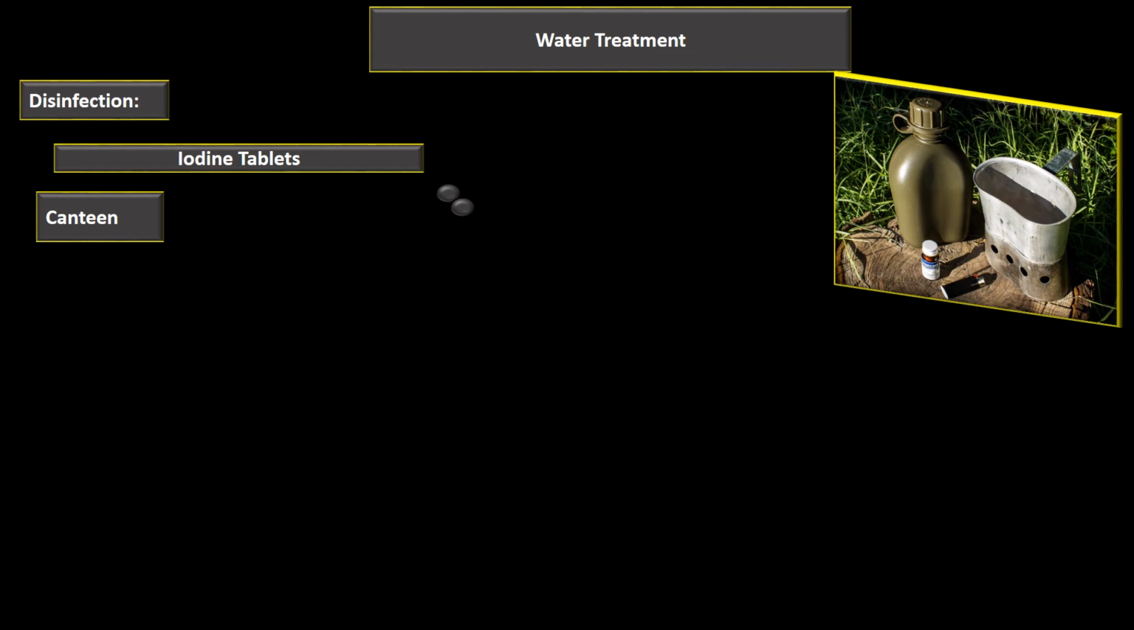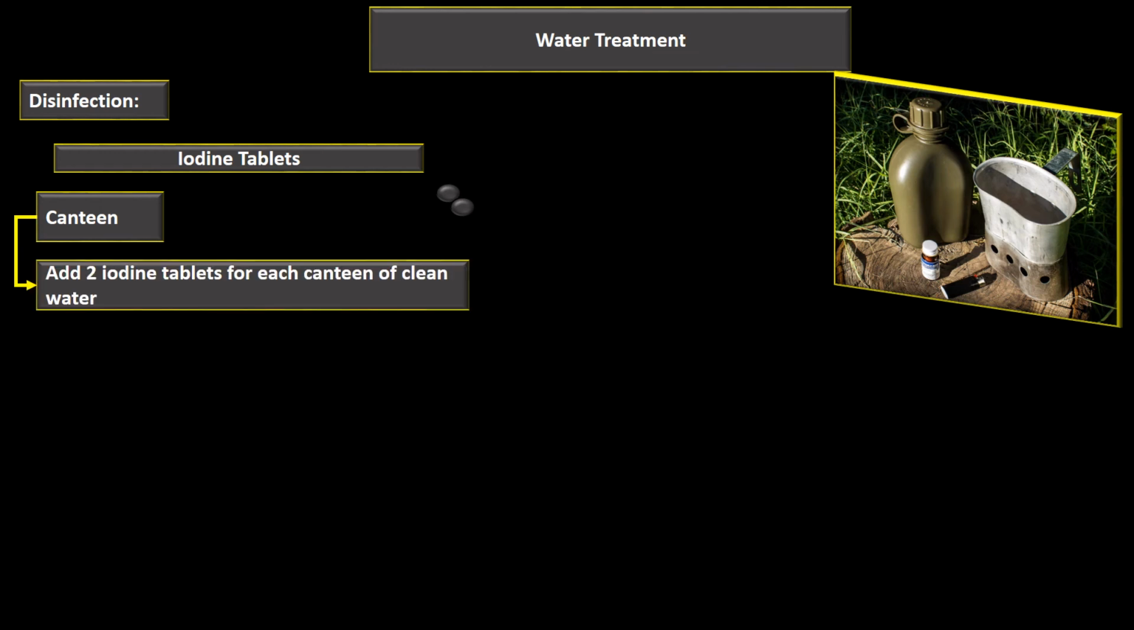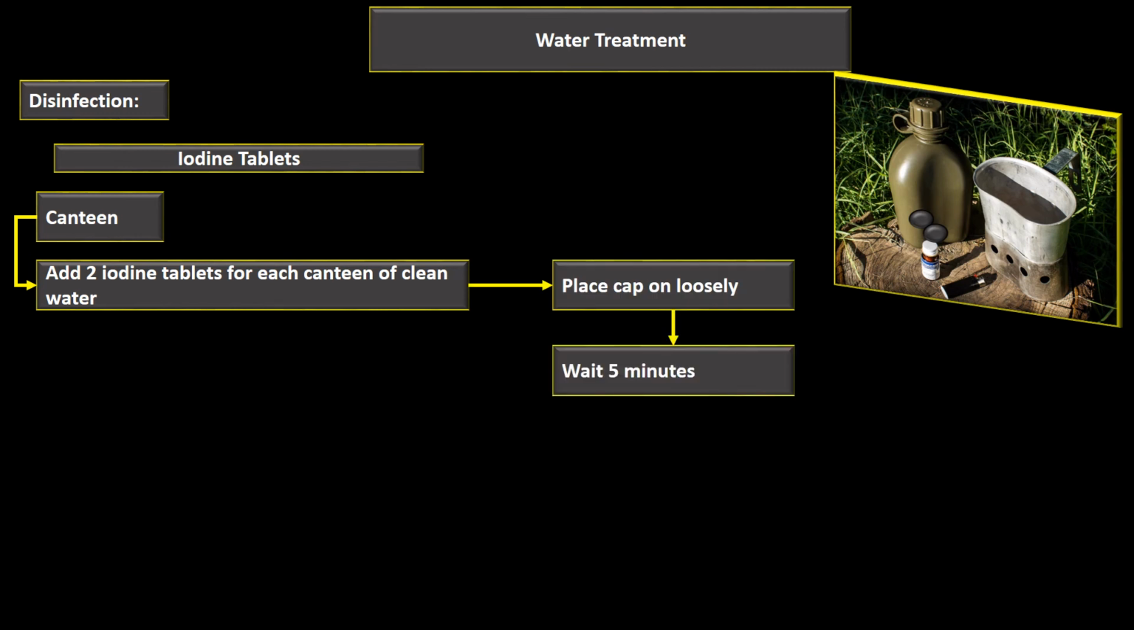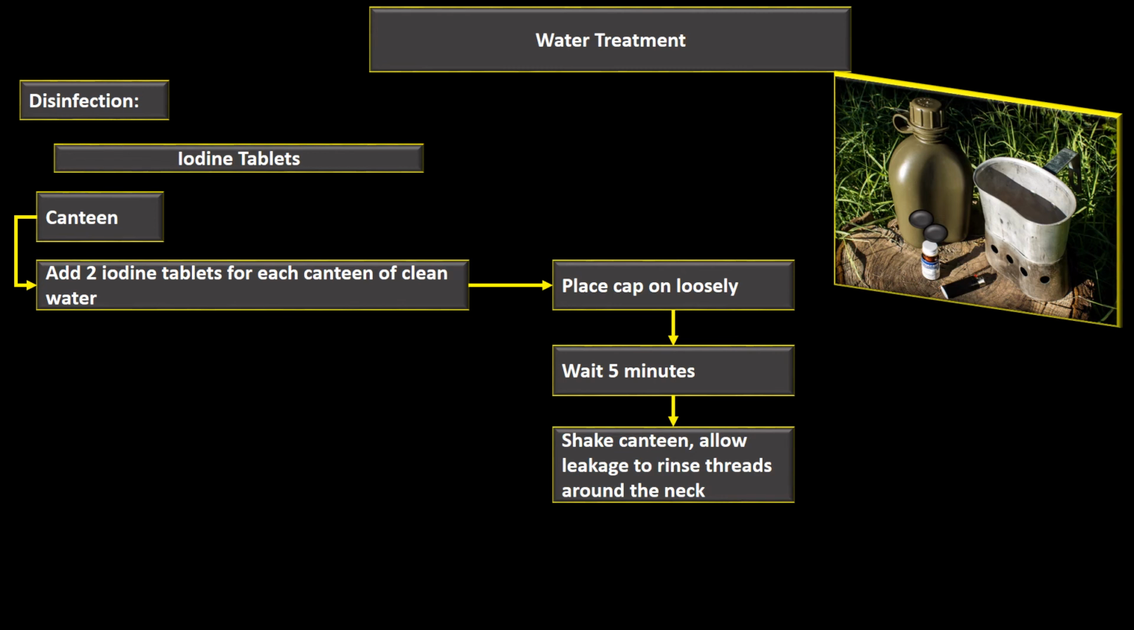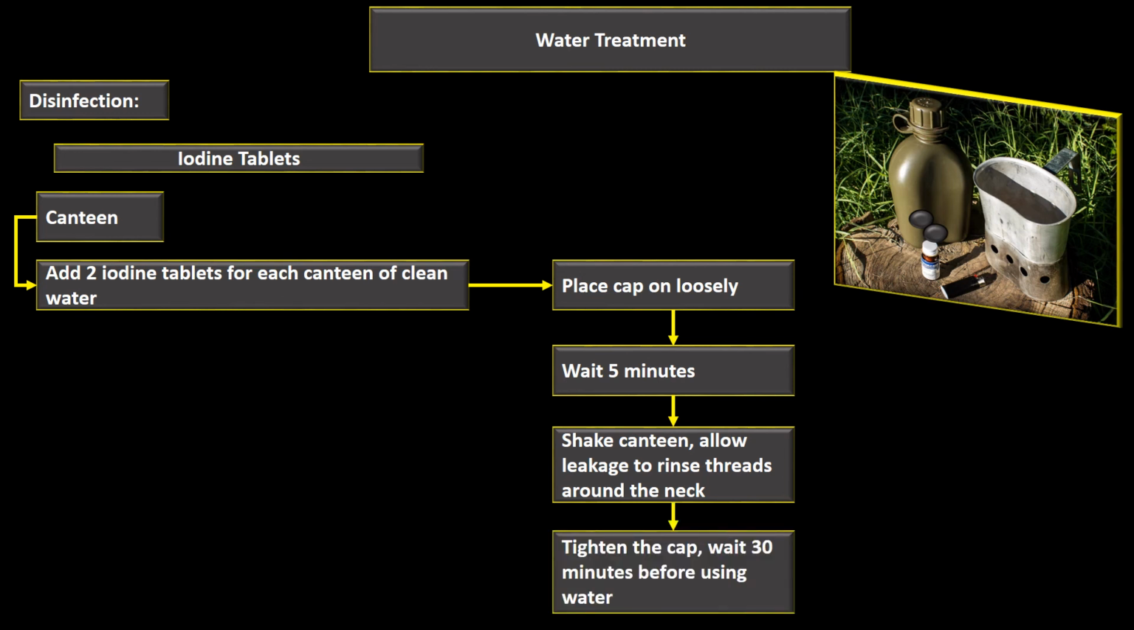If you've got a canteen, you're going to add 2 iodine tablets for each canteen of clean water. We just pop those 2 iodine tablets in there, nice steel gray color. You're going to place the cap on loosely, and then wait for 5 minutes. After that 5 minutes, you're going to shake the canteen, and you want it to leak a little bit. You want to allow leakage to rinse under that cap and over the threading around the neck of your canteen. Then you're going to tighten the cap and wait 30 minutes before you use that water. So it'll take you a total of 35 minutes.